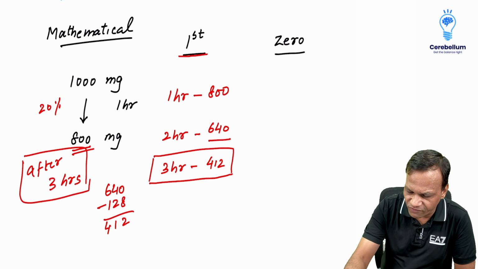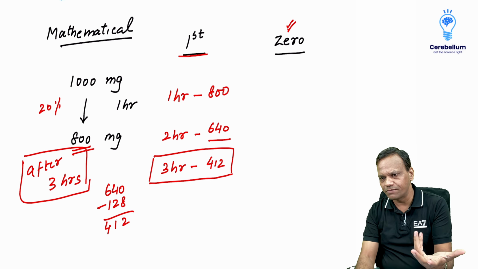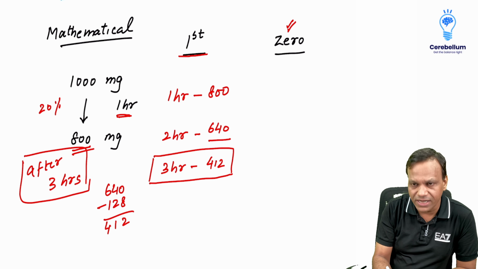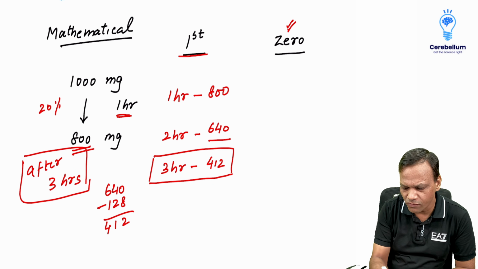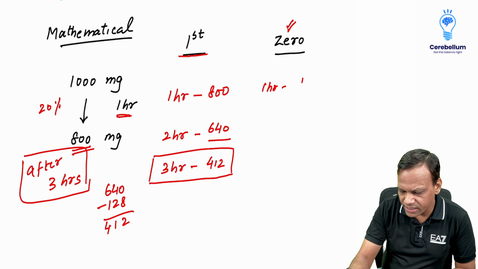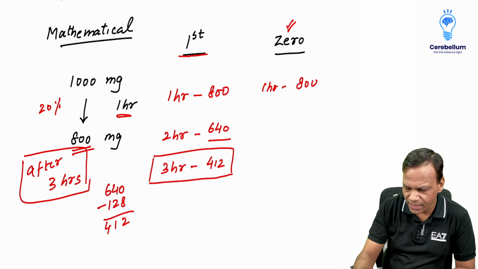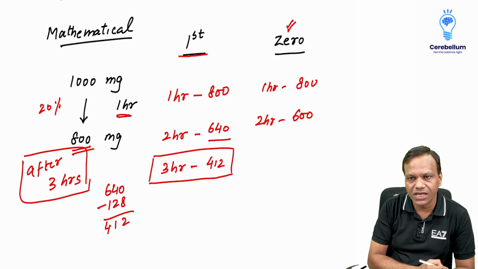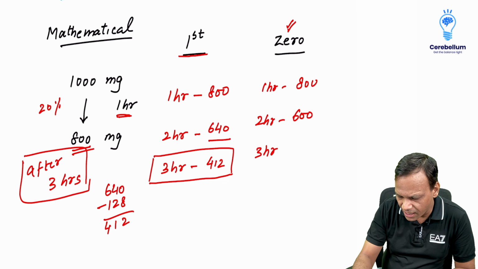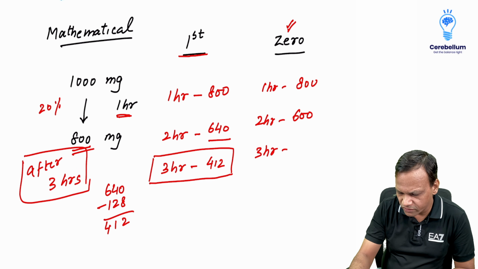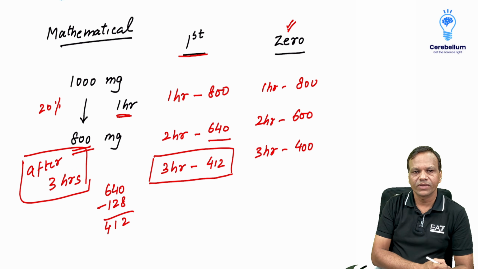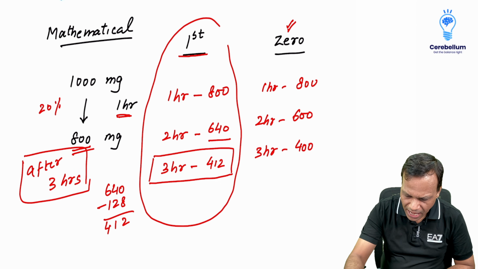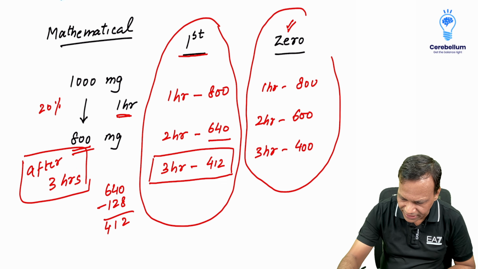On the other hand, if it follows zero order kinetics, it is very simple. It is the amount. We see that in 1 hour, 1000 minus 800, that means 200, is removed. So after 1 hour, 200 is removed from 1000 and it becomes 800. After 2 hours, 200 out of 800 will be removed, so remaining is 600. And after 3 hours, 200 out of 600 is removed, that means it is 400. Clear? So that is the basic difference between first order kinetics and zero order kinetics.